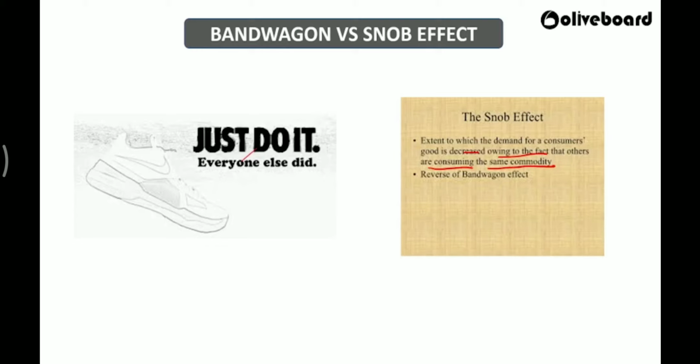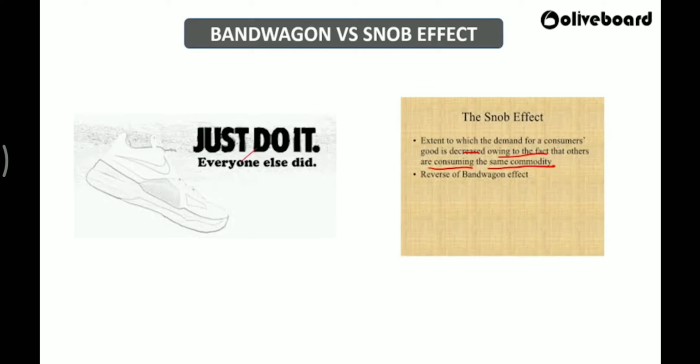They will say, no, I don't like it, I won't wear such things because everybody is wearing the same color, the same shirt, same pant or same kurta. I don't wear it because it looks like a uniform. So that is called the snob effect. People will not buy those products if they are common. Other people are buying, so they won't buy. It is the reverse of which effect? The bandwagon effect.